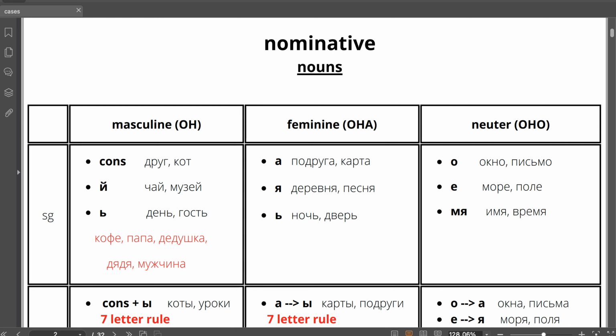All right, nominative case, nouns. So this is a very basic thing that we're going to talk about right now. And if you know these things, you can simply skip. If you know it, you want to maybe cover some details, stay with me.